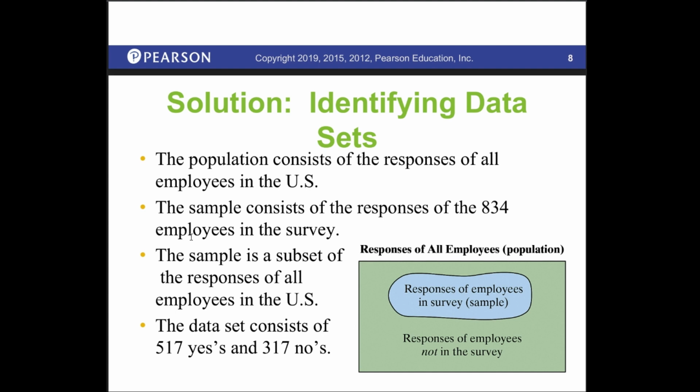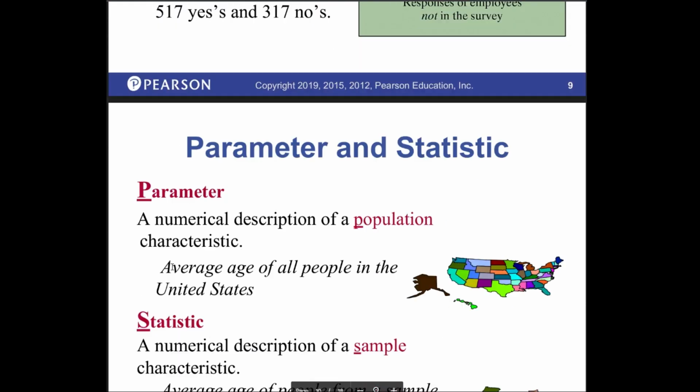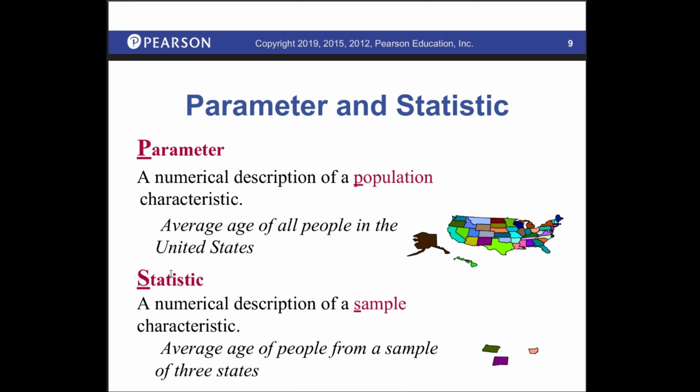The sample consists of the responses of the 834 employees in the survey, and the sample is a subset of the responses of all employees in the U.S. The data set consists of 517 yeses and 317 nos. And then we have a parameter and a statistic. A parameter is a numerical description of a population characteristic.